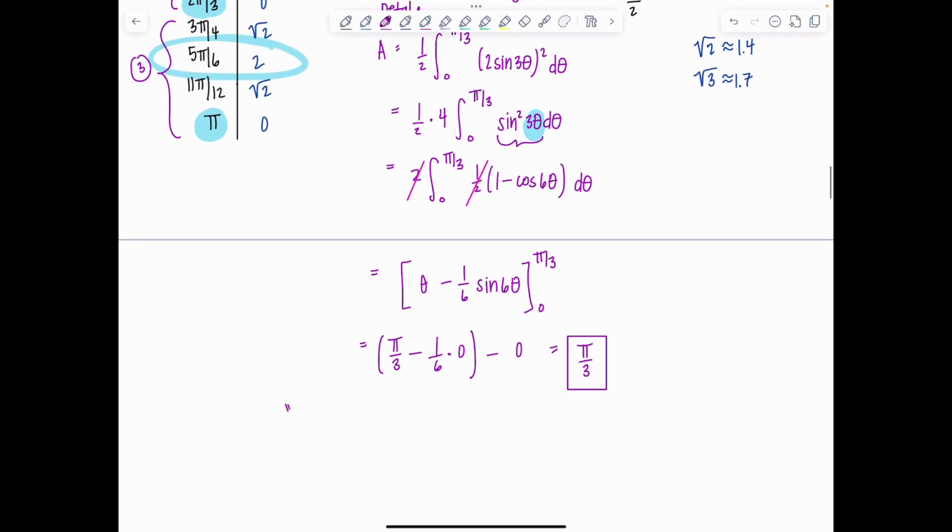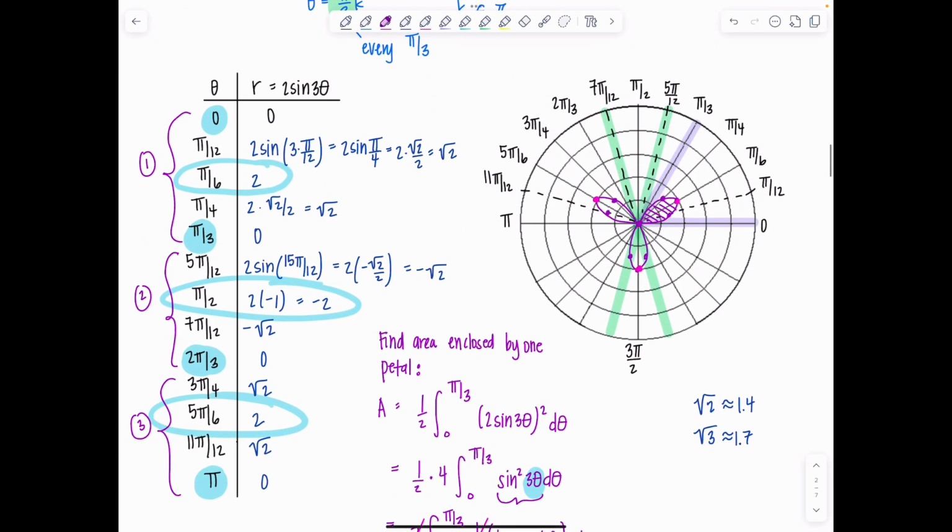Now, what if they asked for the entire graph or the entire rose, right? Okay, you have to be careful. This is a dangerous moment. If you look at the entire graph, some students get a little too excited and say, I'm just going to integrate from 0 to 2 pi. That would be wrong. You guys, how long did it take to trace out this entire graph? It didn't take 0 to 2 pi. It took 0 to pi. So if you integrated from 0 to 2 pi, you would not get the correct answer.